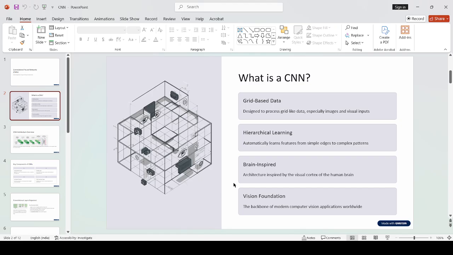The learning happens hierarchically. At the beginning, the network may learn simple features such as edges and lines. As we move deeper into the network, it learns more complex features such as textures, shapes, and objects. The architecture is inspired by the way the visual cortex of the human brain processes visual information. Because of these properties, CNN have become a fundamental architecture in modern computer vision.